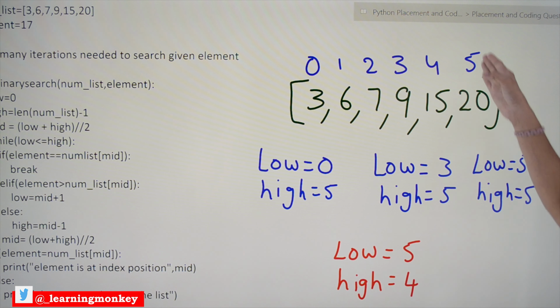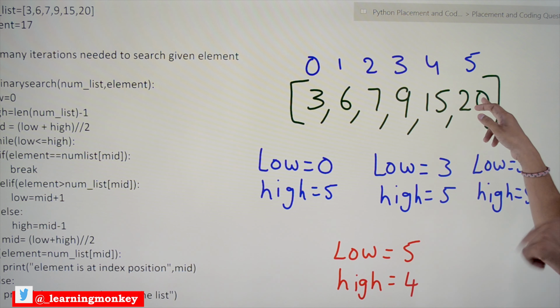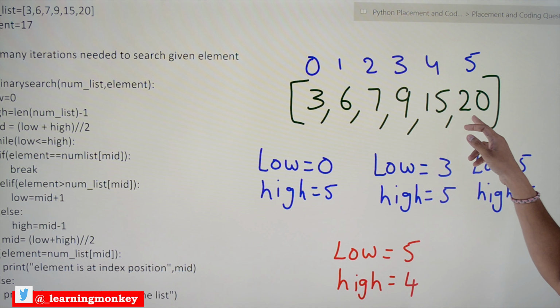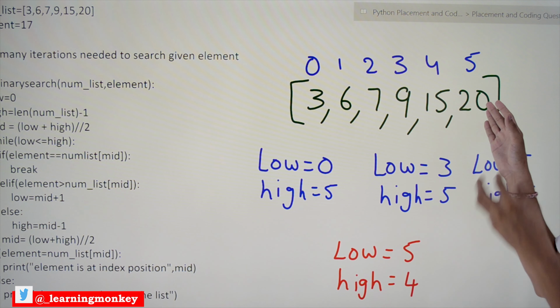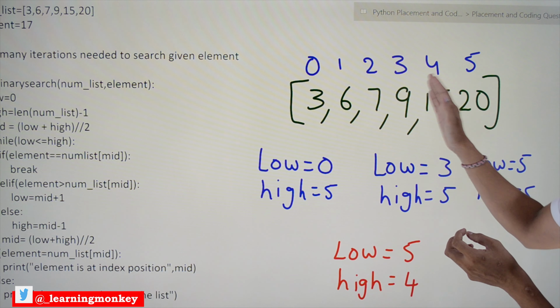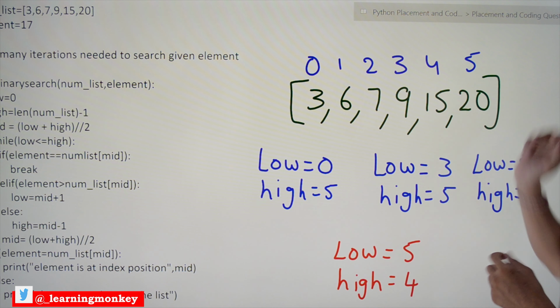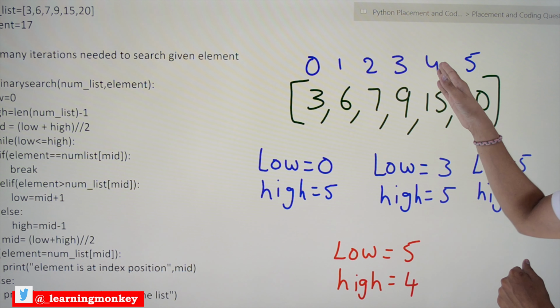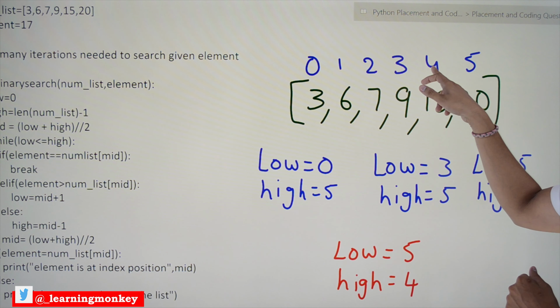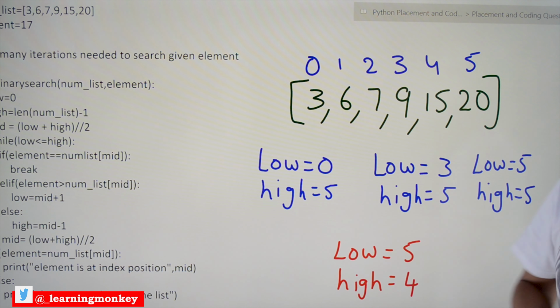So what's the mid position? 5. 20 equal to 17? No. 20 is not equal to 17. So what's happened here? 17 is less than 20. So high has to move this side. High minus 1, mid minus 1. Mid minus 1 is the high value. Now high is pointing to 4, low is pointing to 5.